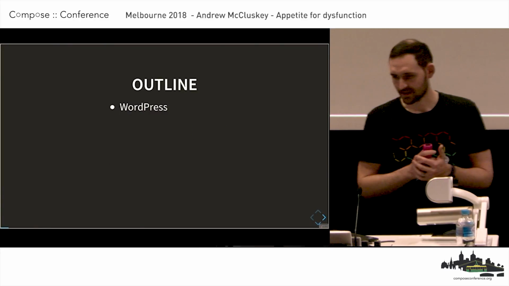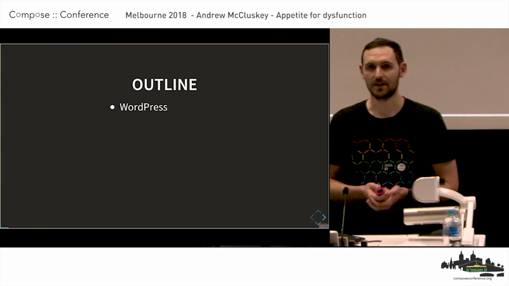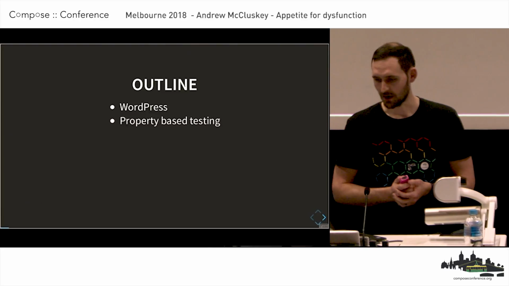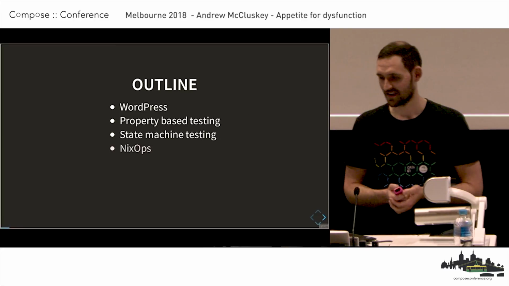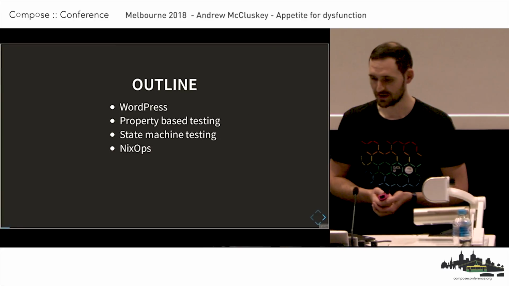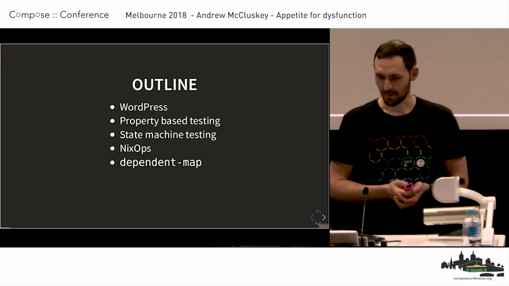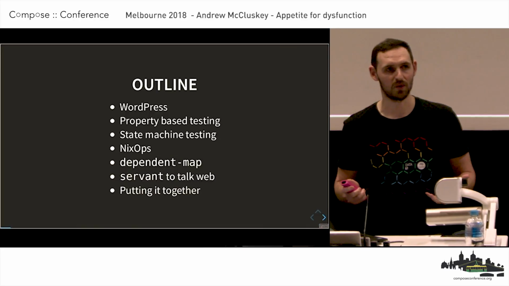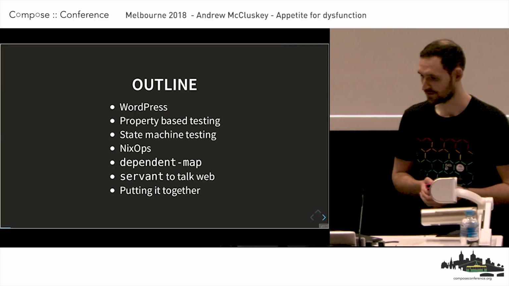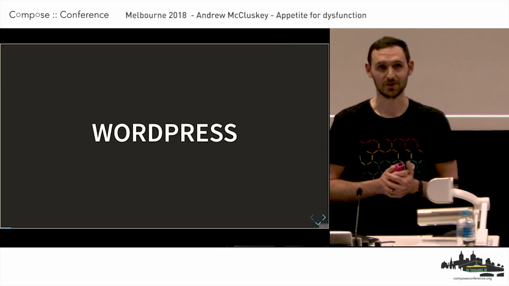So with that in mind, I'll start with a very brief introduction about WordPress. We'll move on to property-based testing, state machine testing, and then start looking at some of the techniques. So I used NixOS, dependent-map, Servant, and then we'll quickly put it all together and see what that looks like in Hedgehog. So a lot to get through. I will go as quickly as I can.